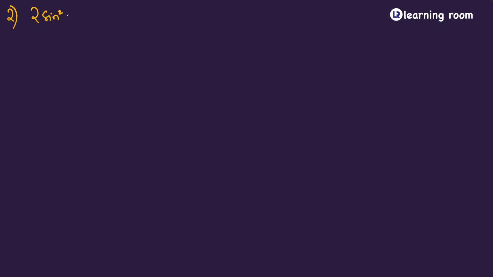2 sine square, the whole multiplier is equal to 3 by 2. Okay. So the question is 2 sine square pi by 6 plus cosecant square 7 pi by 6 multiplied with cos square pi by 3 is equal to 3 by 2.